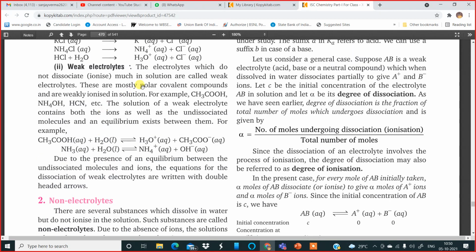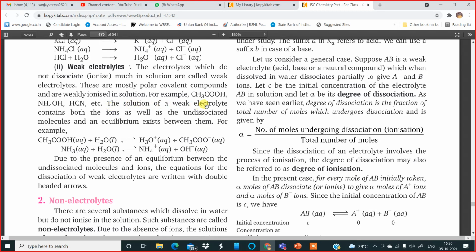But if you look at weak electrolytes, these are electrolytes which do not ionize much in solution. They dissociate partially. These are mostly polar covalent compounds and are weakly ionized in solution. For example, acetic acid, ammonium hydroxide, formic acid, hydrocyanic acid, or any organic acid are weak in nature, weak electrolytes.